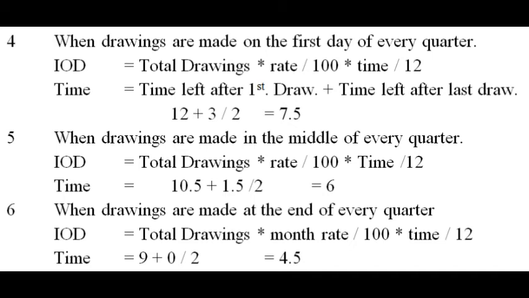The sixth one, when the drawings are made at the end of every quarter. That means the first drawing was made at the end of the first quarter. That means June 30th. How many months remaining? 9 months. The last drawing was made on the last day of the last quarter. Which is the last quarter? January, February, March. So 31st March was the last drawing. How many months remaining? 0 months. So divide by 2. 4.5 is the T. So remember, T is very important. You should remember the formula for calculating time here.